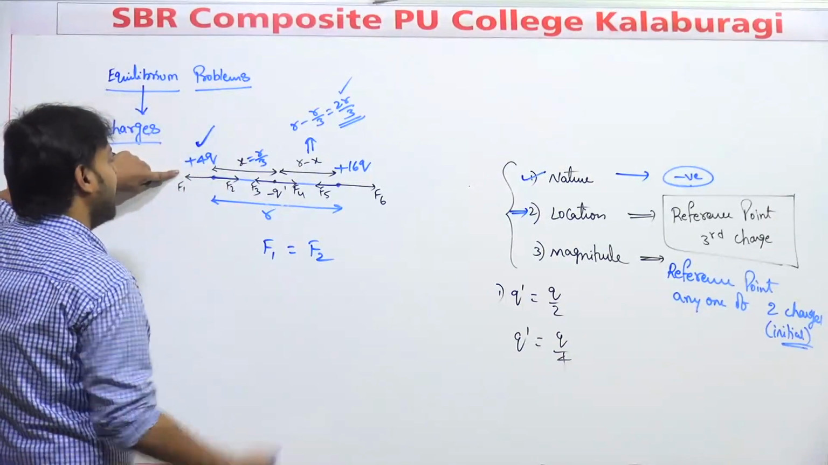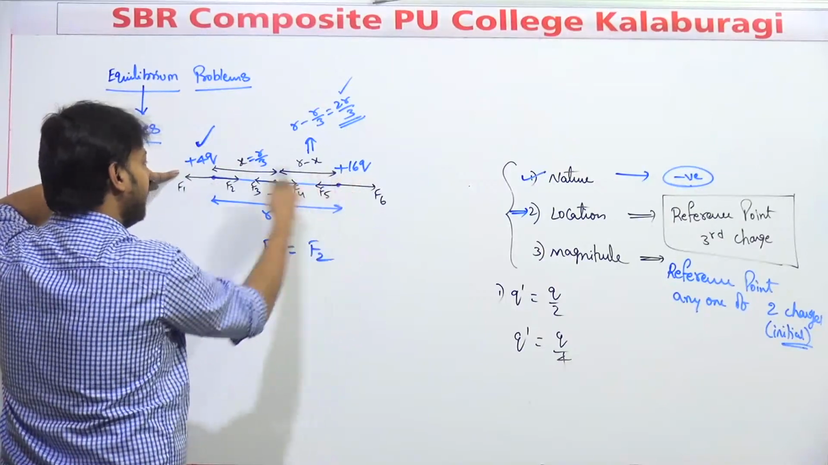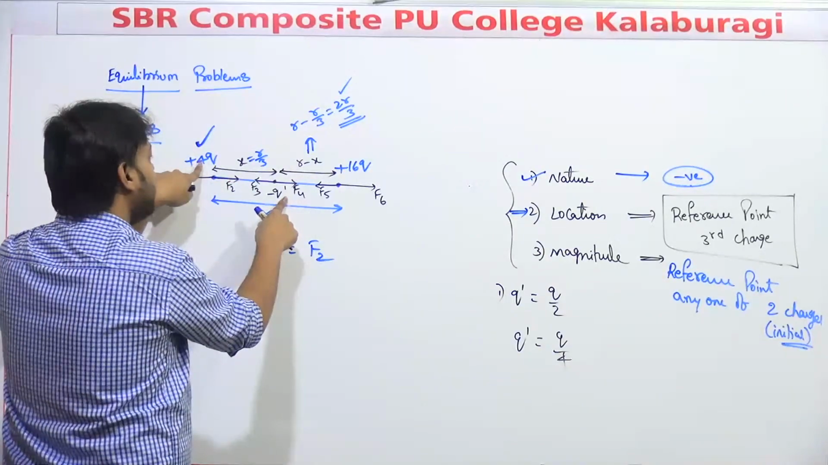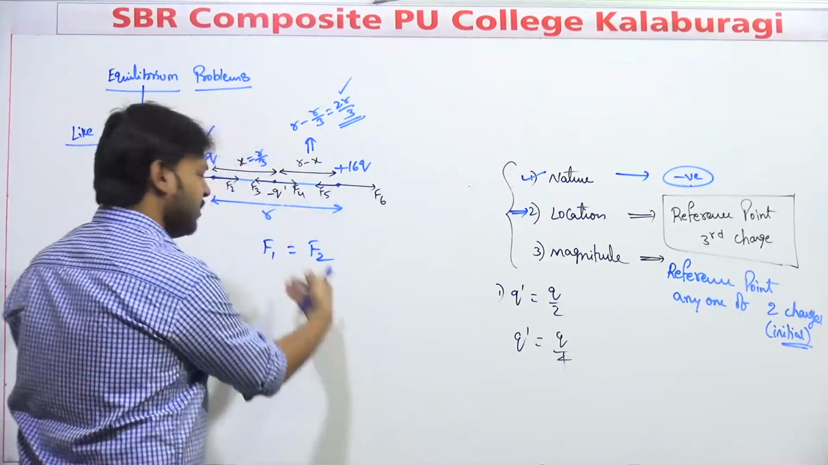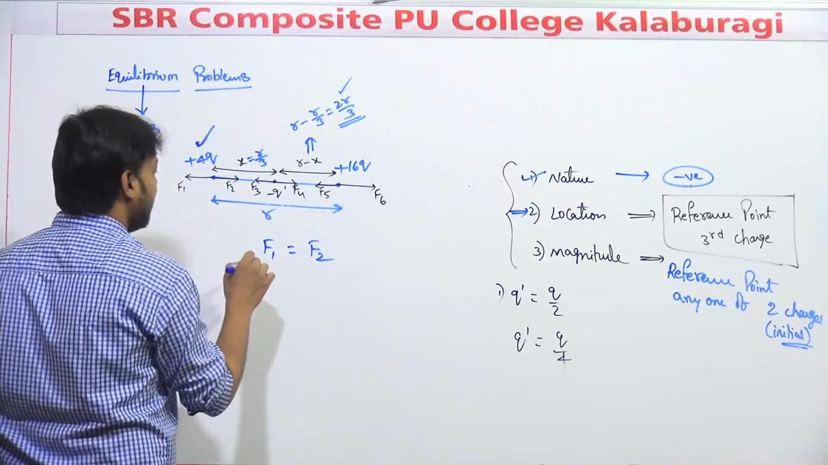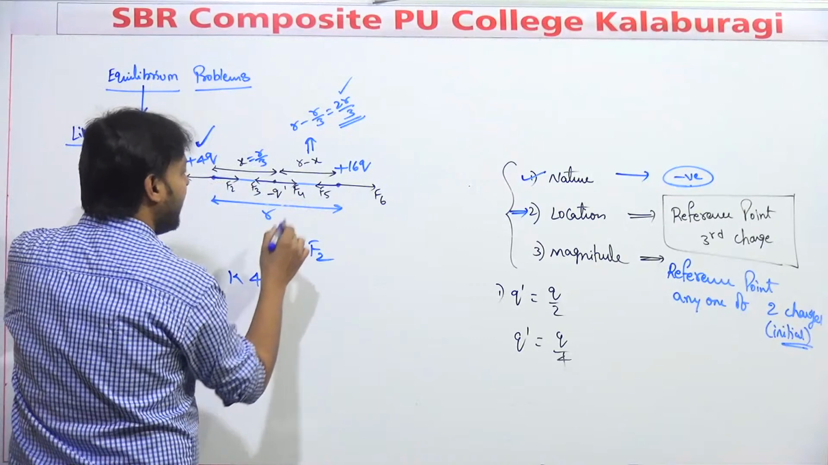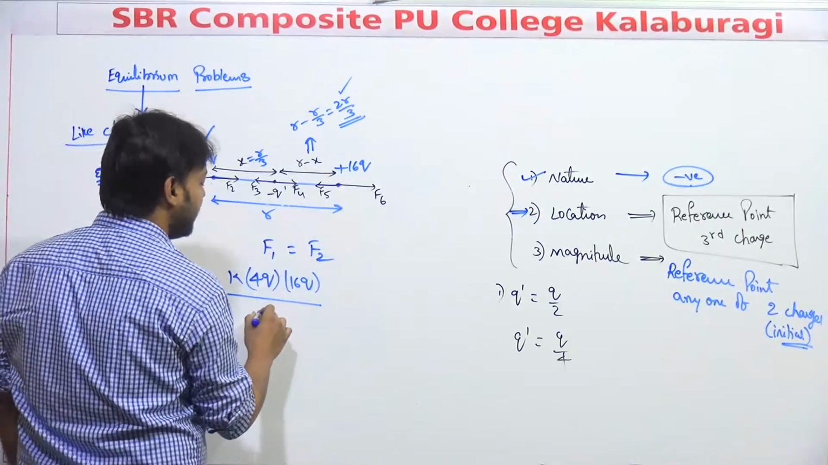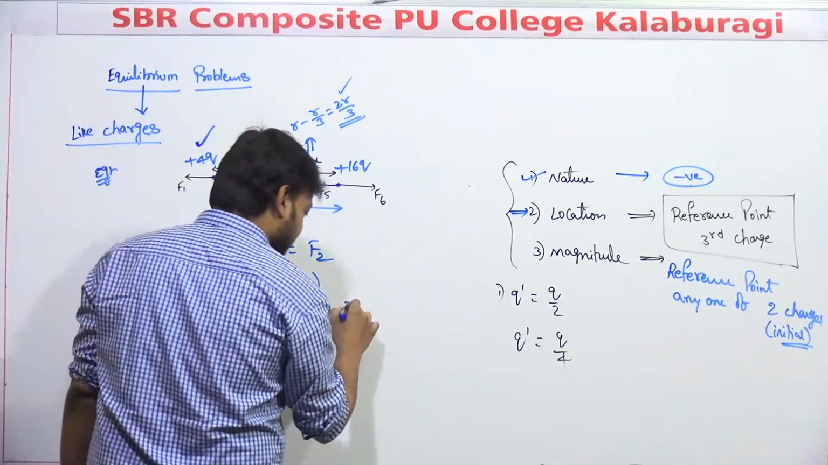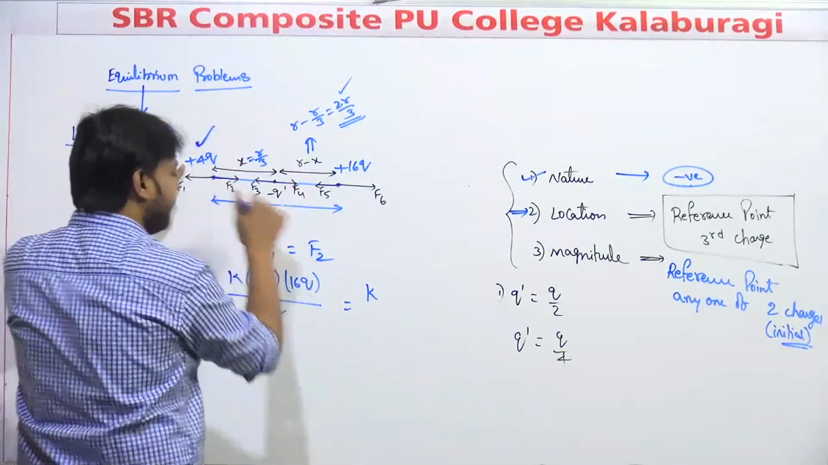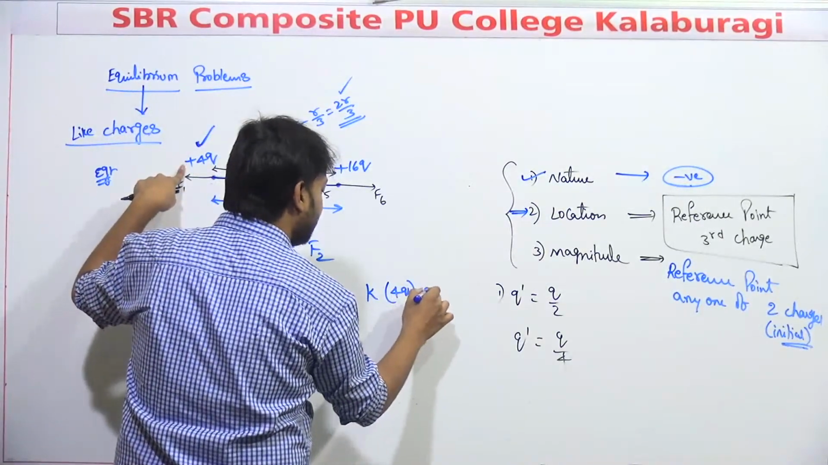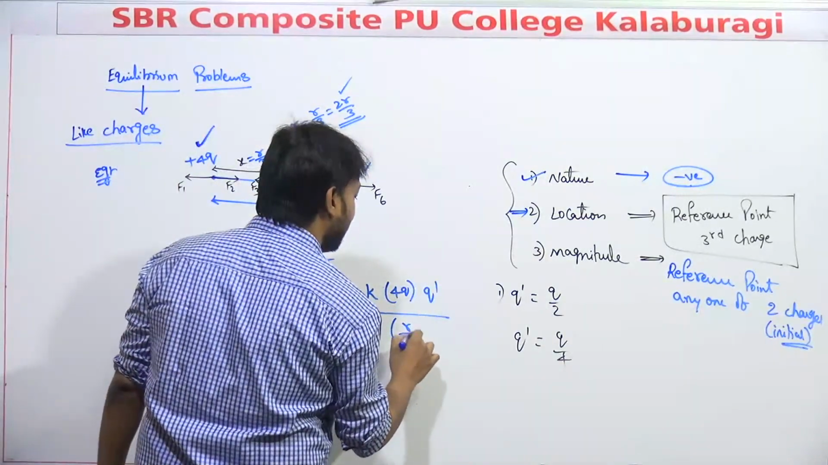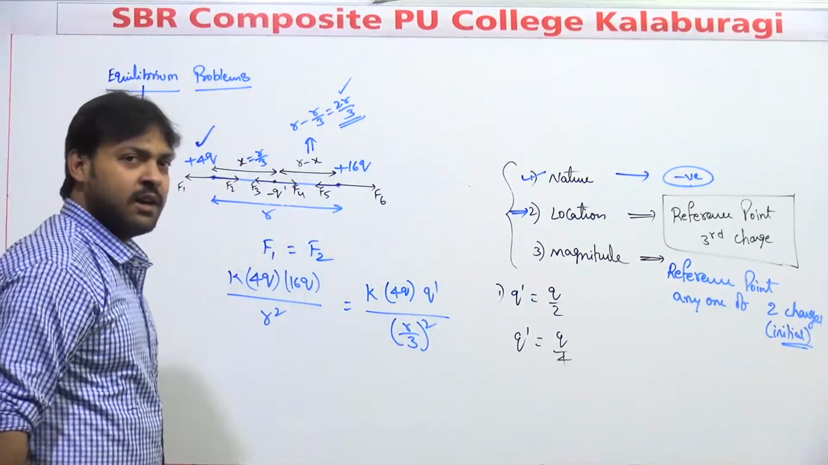Now F1 is due to repulsive force, so due to 16q. Positive-positive, repulsive. Now positive and negative, attractive. So F2 is due to plus 4q and minus q dash. So substitute, we'll get the answer. F1, due to 4q and 16q, is K times 4q times 16q divided by, what is the separation? R. So it will be R square. This equals K times Q1, again 4q, times Q2, magnitude q dash, divided by, what is the separation between them? It is R by 3 whole square.